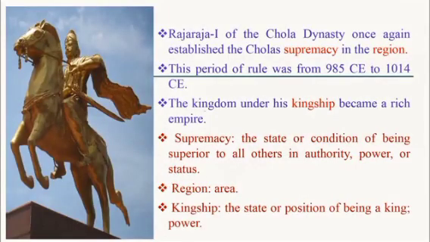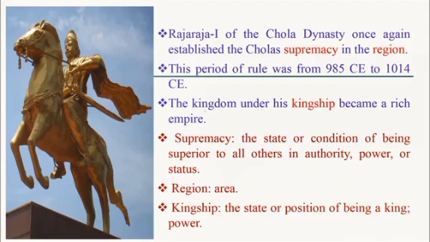Rajaraja the First of the Chola dynasty once again established the Cholas' supremacy in the region. This period of rule was from 985 CE to 1014 CE. The kingdom under his kingship became a rich empire. Here, supremacy means the state or condition of being superior to all others in authority, power or status. Region means area. Kingship means the state or position of being a king. In other words, kingship means power.